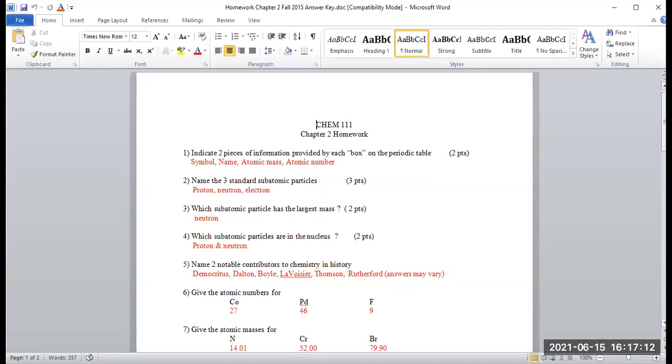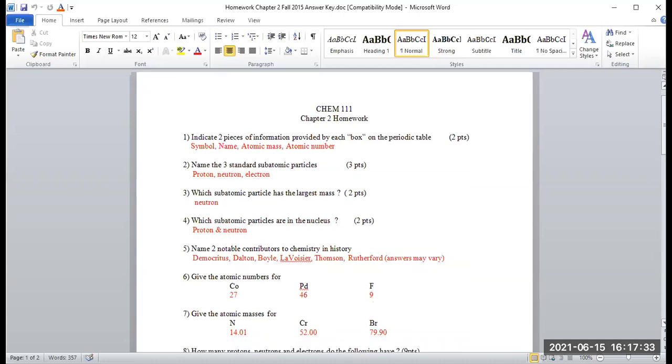We also talked about the fact that the neutron is the largest one because in reality, it is a proton and an electron glued together with a neutrino. This is also listed in your textbook as well as in the notes. Things that are in the nucleus: only the protons and the neutrons.